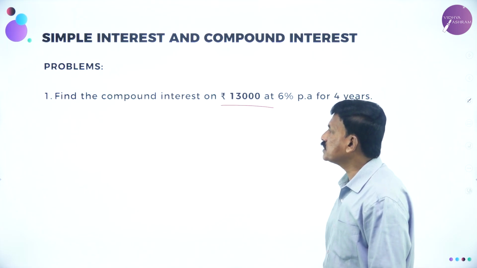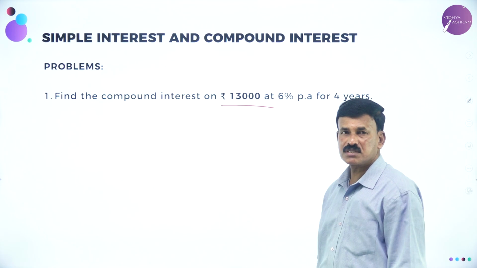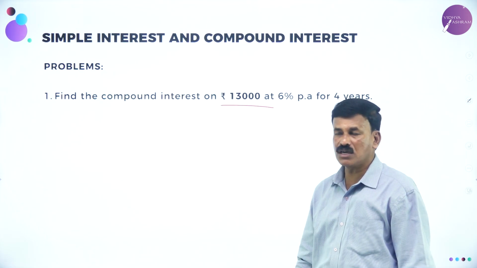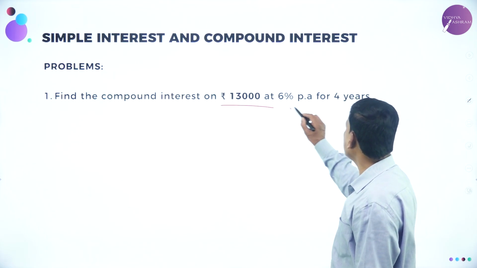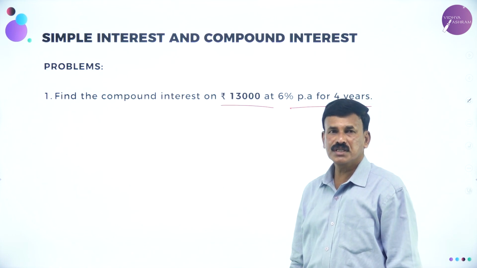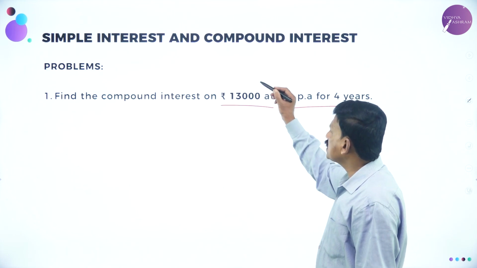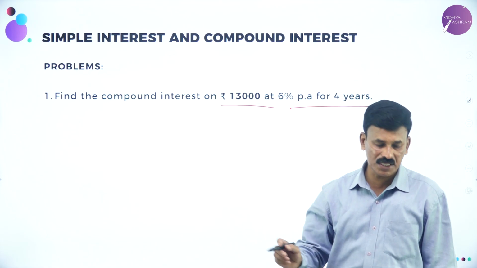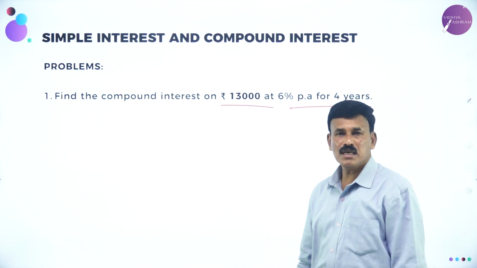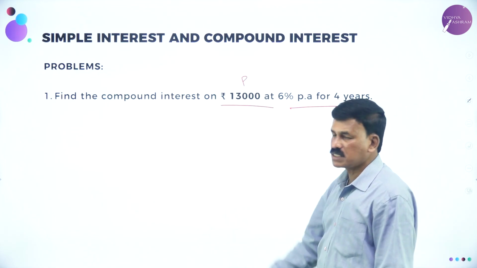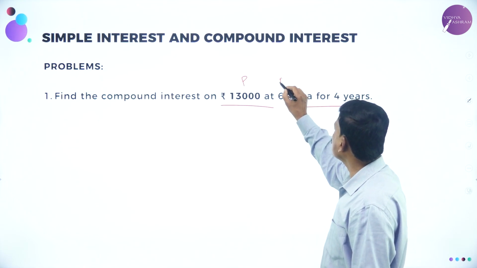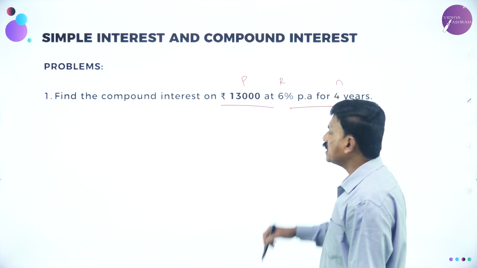Now this is a simple question. Find the compound interest on rupees 13,000 at 6% per annum for 4 years. Okay. Now here the amount is not given. Find the compound interest. So here the principal is given, this is the principal, and the rate of interest R is given, and the time period n is also given.